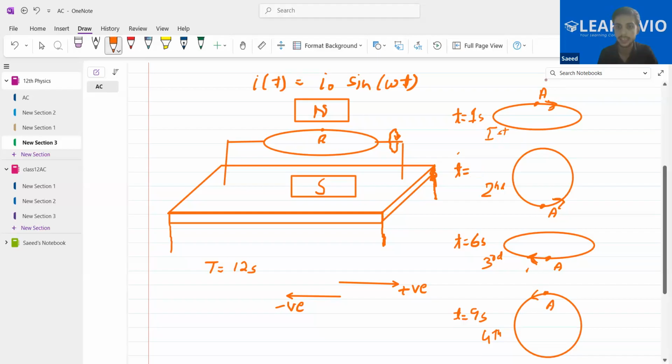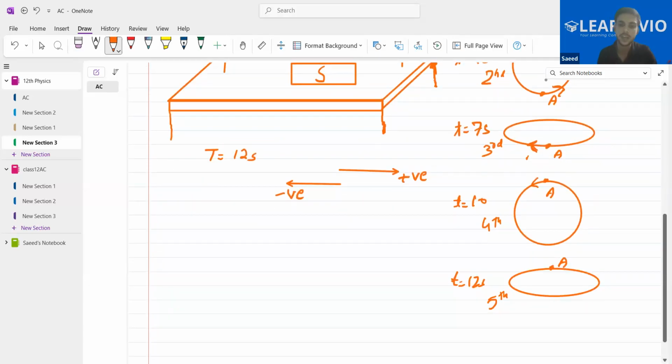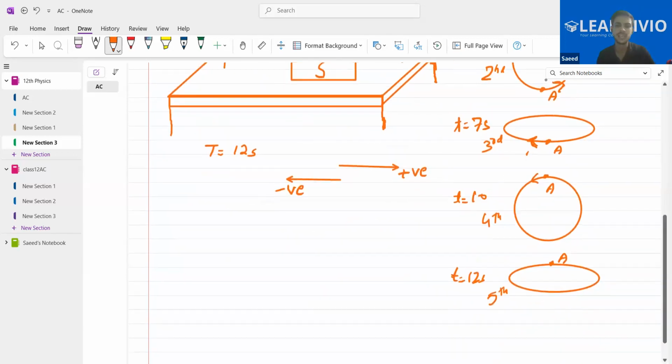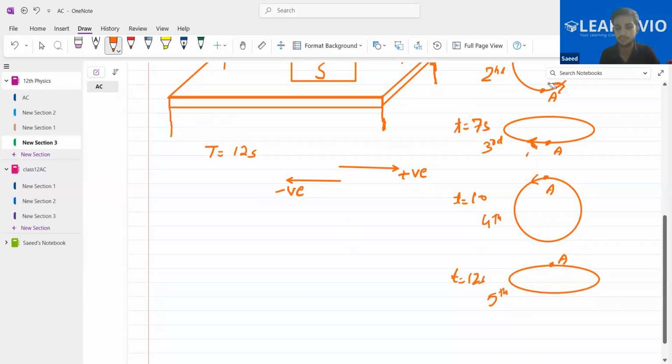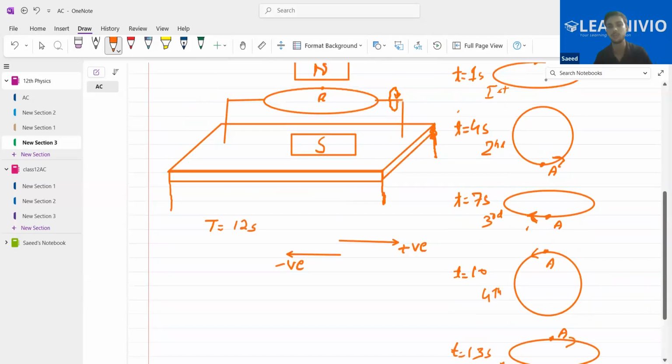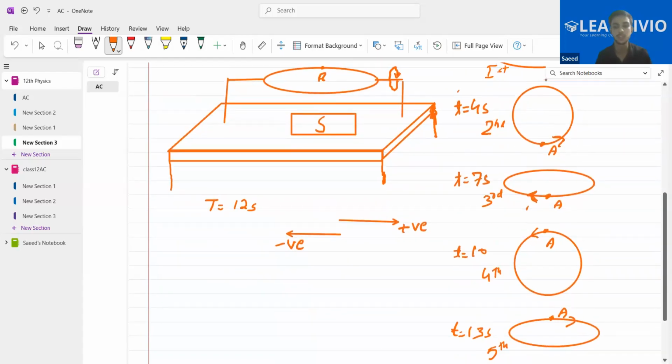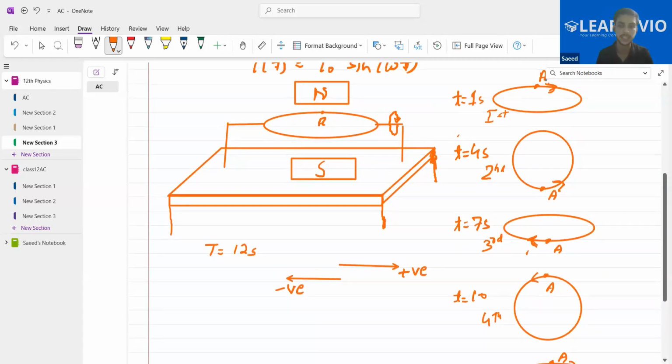And instead of 3 seconds, I'll take 4 seconds. Instead of 6 seconds, I'm going to take 7 seconds. And instead of 9 seconds, I'm going to take 10 seconds. Understood? And this will be the 12th position, although it is not required, because the fifth position is the same as the first position. So that is why I'm not writing it here. Or just take it as 13 seconds. And the direction of current will be the same. The same story I'm going to repeat again and again. So the first position is the same as the fifth position, so I think we have completed one complete rotation.